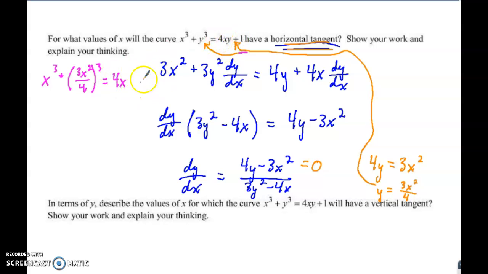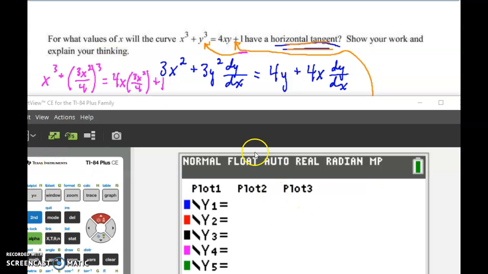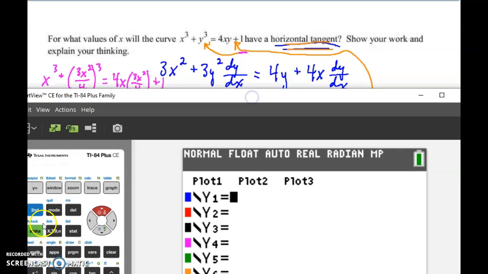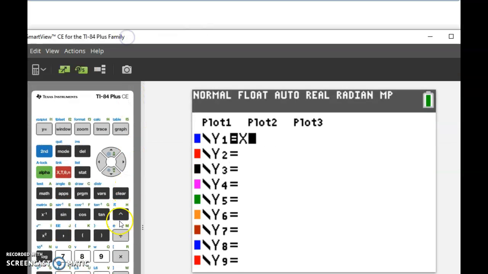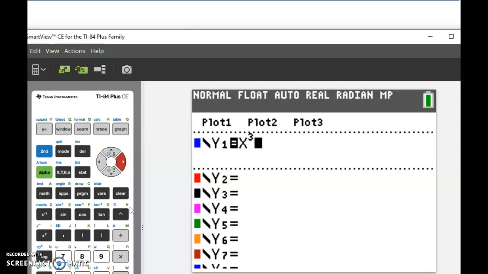4x, replace that y with 3x squared over 4 plus 1. Now this is going to be too difficult to do by hand. So what I would do is go to a calculator at this point. So just pull up a calculator. Again, if you feel the need to pause the video and try things on your own, then by all means do it.